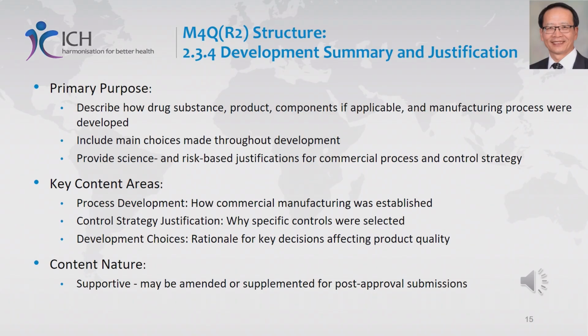The key content areas include process development, explaining how the commercial process was established, and control strategy justification, justifying why specific controls were selected, and also the development choices made during the process. The nature of this section, which is the development justification section, is supportive, meaning it may be amended or supplemented for post-approval change submission as understanding evolves or changes are made during the product life cycle.